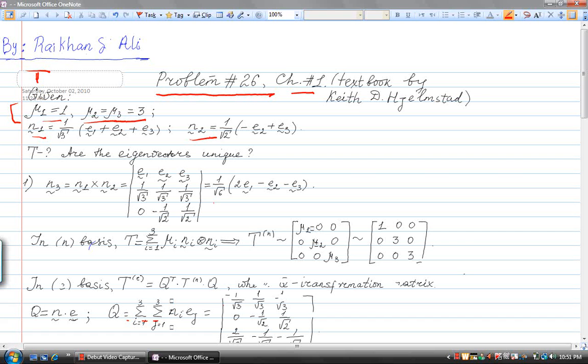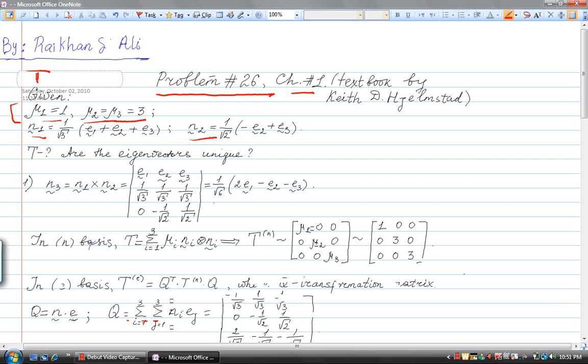In the first part of the problem, we will try to find the tensor T in E basis, and in the second part of the problem we will try to show that the eigenvectors for this tensor that has repeated eigenvalues are not unique.